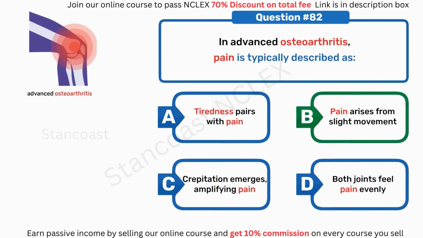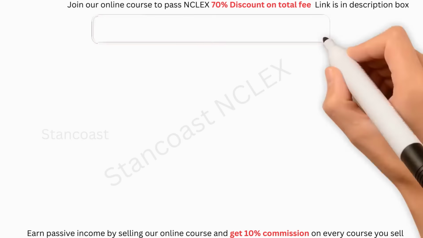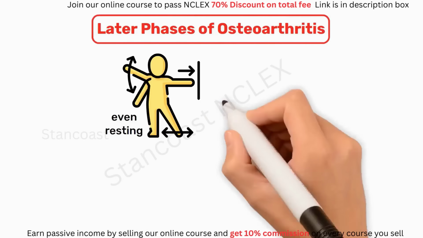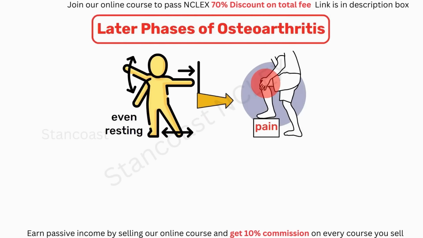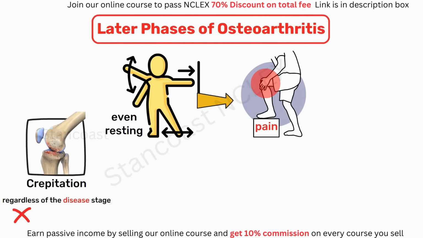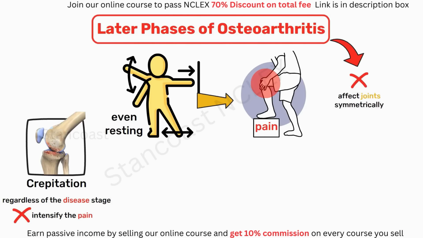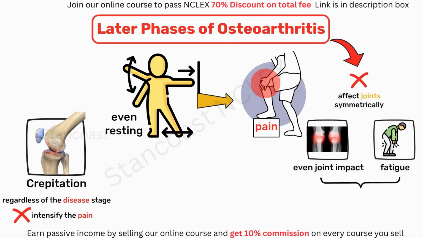Here, option B is the right answer, because in the later phases of osteoarthritis, minimal movement or even resting can lead to pain. Crepitation might be present regardless of the disease stage, but doesn't intensify the pain. The disease doesn't affect joints symmetrically. Features like even joint impact and fatigue are more associated with rheumatoid arthritis.